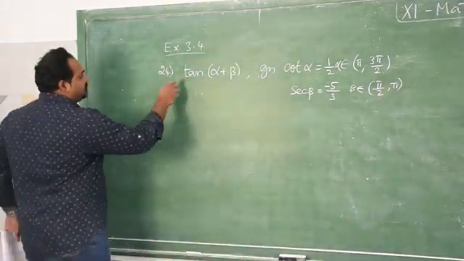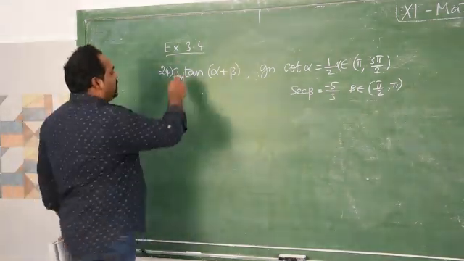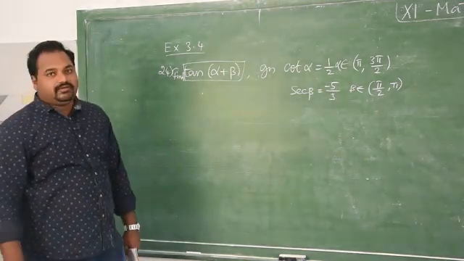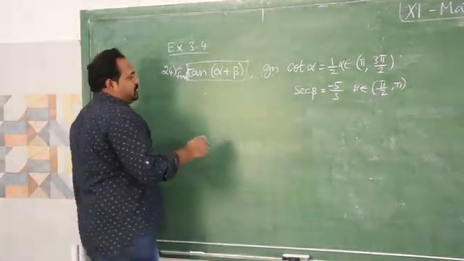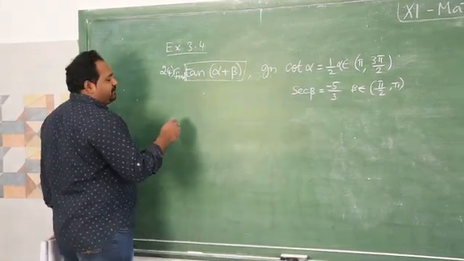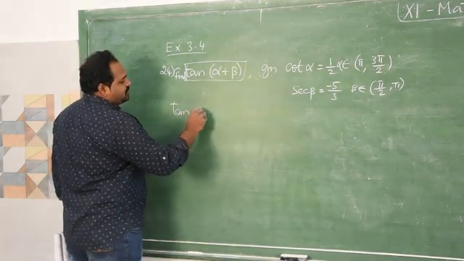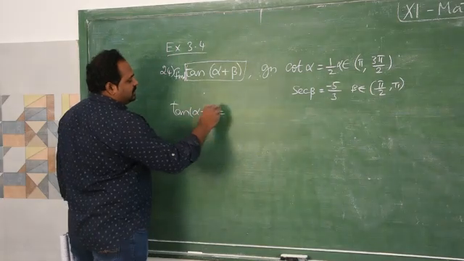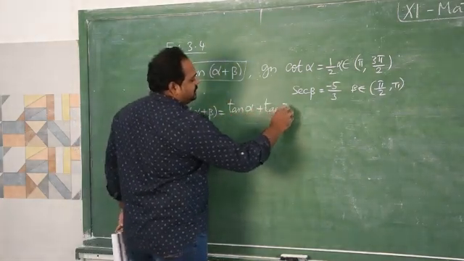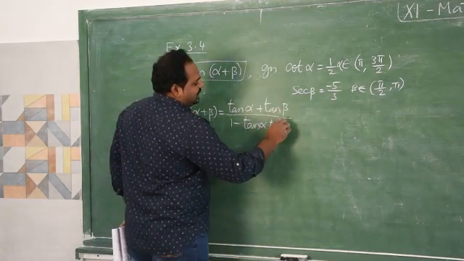They are asking to find out tan(alpha plus beta). We know the formula already. We have used it many times in this exercise. The tan(alpha plus beta) formula is tan alpha plus tan beta by 1 minus tan alpha tan beta.